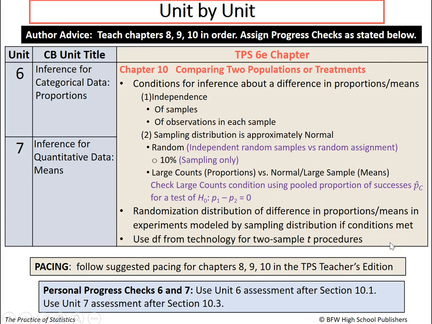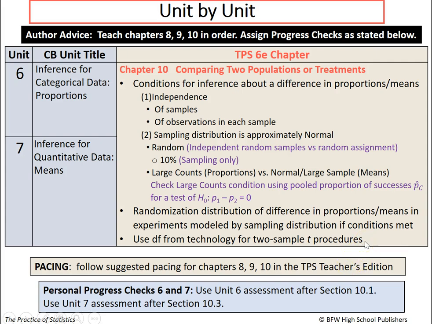The randomization distribution that one gets when doing an experiment for a difference in proportions and means is well modeled by the sampling distribution if the conditions are met. So this is something the course framework and TPS 6 both point out.